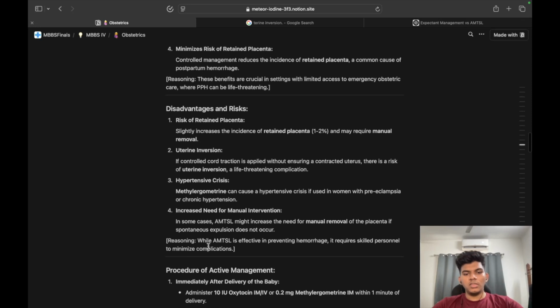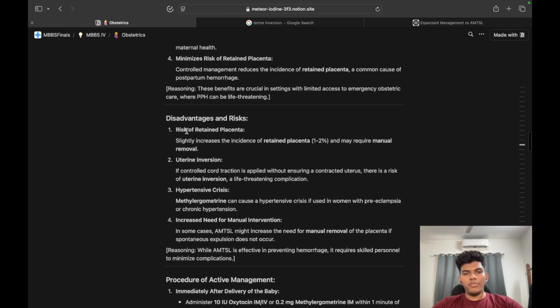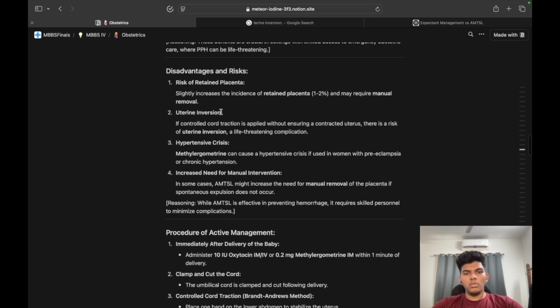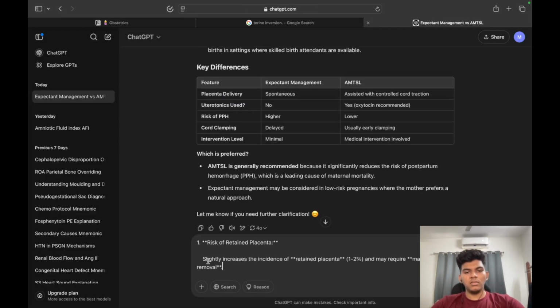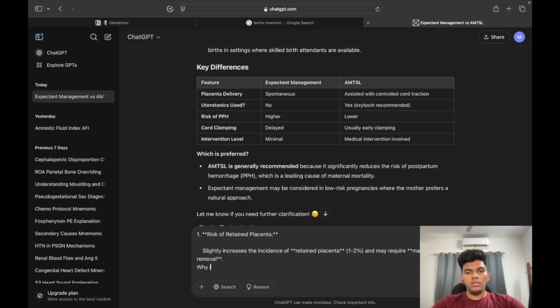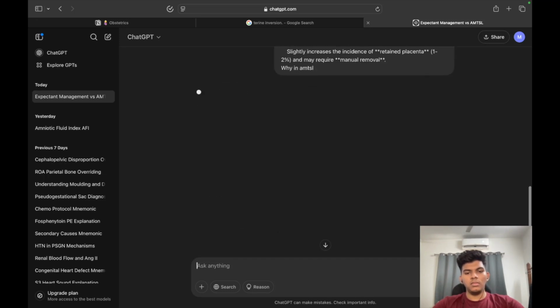So what's the disadvantage of all of this? Slightly increased risk of retained placenta, which may require manual removal. Since here it's not physiological, maybe that is the case. Uterine inversion we have also. Let's check this a little bit in detail, why that is the case in AMTSL.